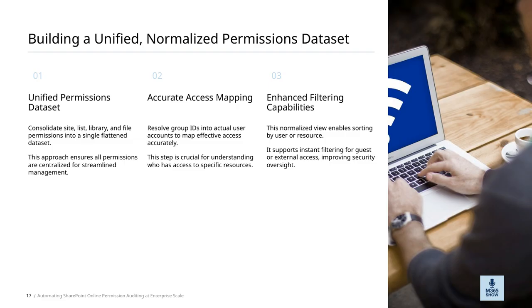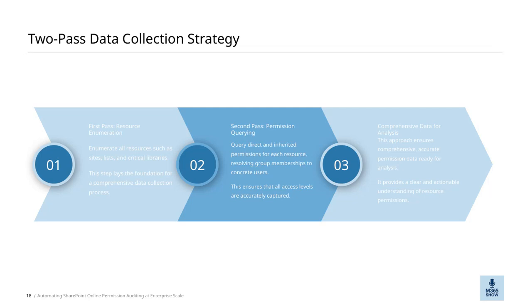Now, let's take a closer look at the two-pass data collection strategy. The first step is resource enumeration, where we identify all the resources we need to audit, such as sites, lists, and critical libraries. This step is crucial because it sets the foundation for everything that follows, ensuring we have a complete picture of the environment.